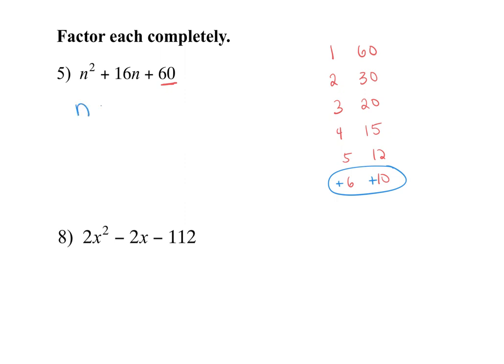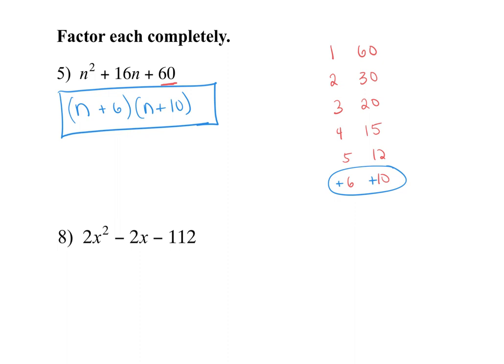Now I know I'm going to say n plus one of those and n plus the other one, n plus 6, n plus 10. Or you could say n plus 10, n plus 6, but it's the same thing, all right? If you want to check these, you can FOIL them. And if you FOIL them, you should get what you started with.